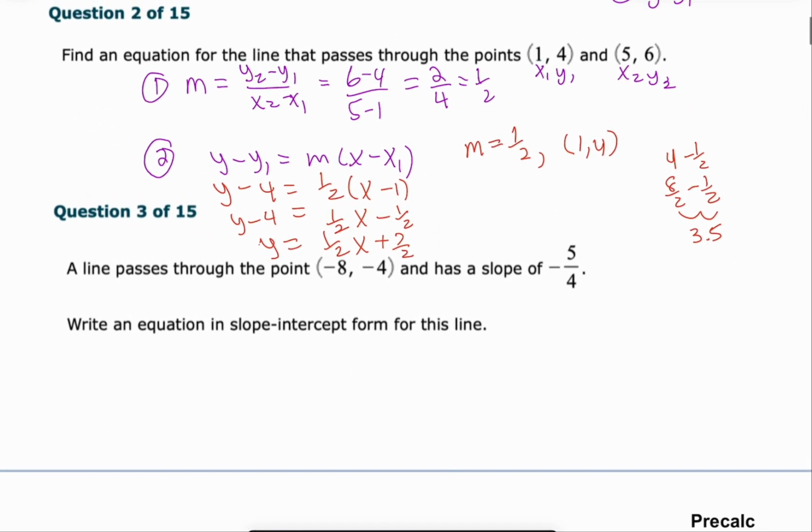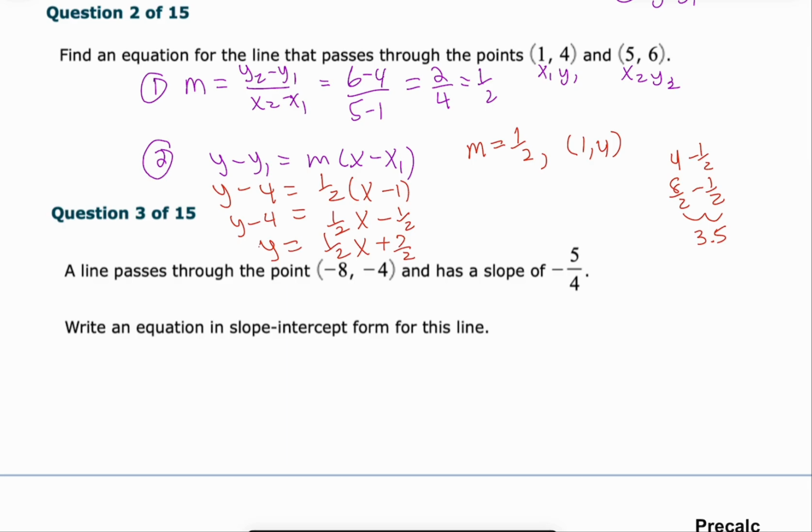Now, if we apply that same thinking to problem or question 3, we need to find the slope. Bang, we got it. So if they've been kind enough to give the slope to us, we can immediately move to step 2, which is use y minus y1 equals m times the quantity of x minus x1. So our point is -8, -4. That's our x1, y1. Our slope is -5/4. Let's put those into our equation.